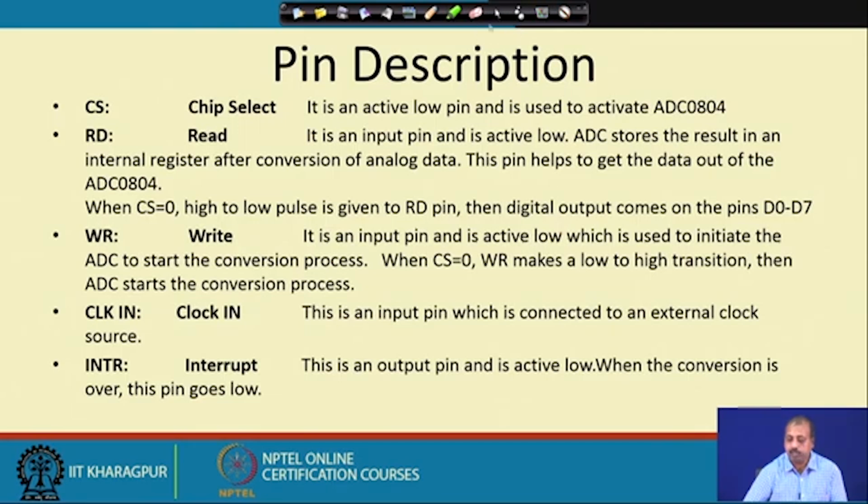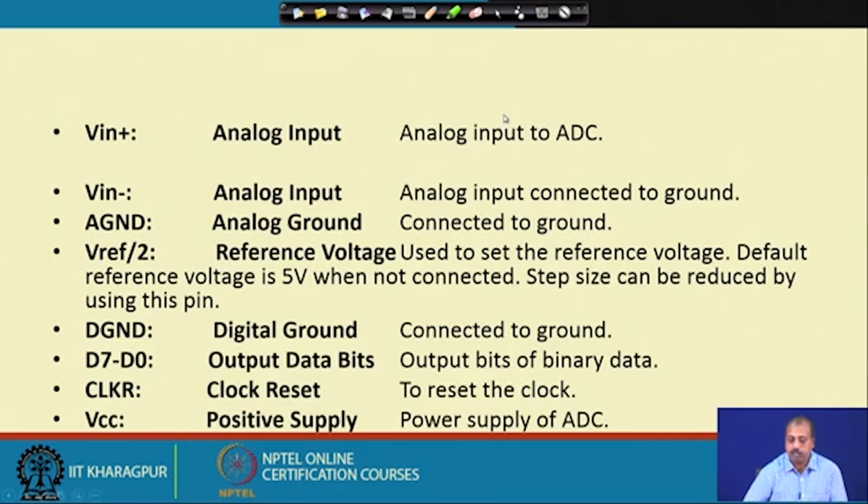Now the other pins: V in plus and V in minus. They are the analog inputs, a differential input as I said. In the simplistic case, V in minus is connected to ground and V in plus is the signal line.